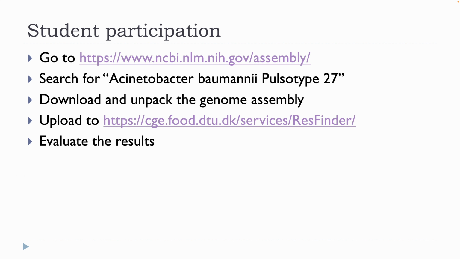So that is all I'm going to say about that particular outbreak, where genome sequencing was actually informative. I haven't said anything about the actual drug resistances seen in that strain, but if you want to do your own student participation here, again, as before, go to the assembly website of NCBI and search for Acinetobacter baumannii pulsar type 27. That should take you to a reference assembly from our outbreak. As before, download and unpack that genome assembly and upload the file to ResFinder. Here there isn't an option to select Acinetobacter baumannii as a species, so just use the default and see what you get. If you now spend a few minutes doing that, we can pause and end this particular video, and you can start the next one when you've done that exercise.